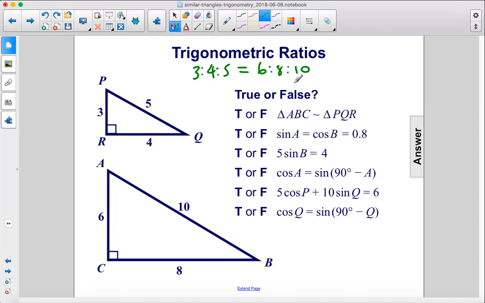And we can see that that is true. 3 times 2 gives you 6, 4 times 2 gives you 8, 5 times 2 gives you 10. So yes, this is true. These triangles are similar.